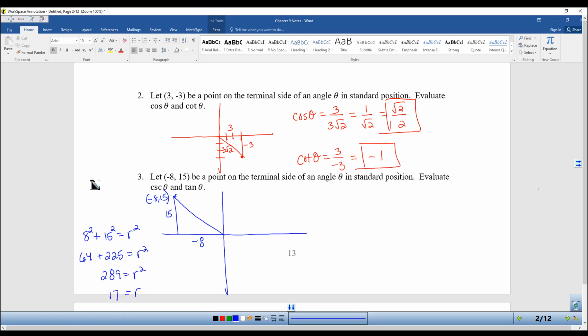So you can always do this math out, or you can start to make a list of your Pythagorean triples. So it's 8, 15, and 17. I realize it is -8, but when you square it, this negative doesn't matter.